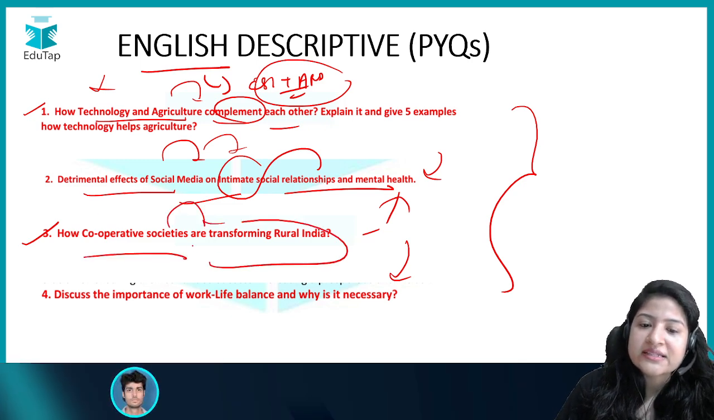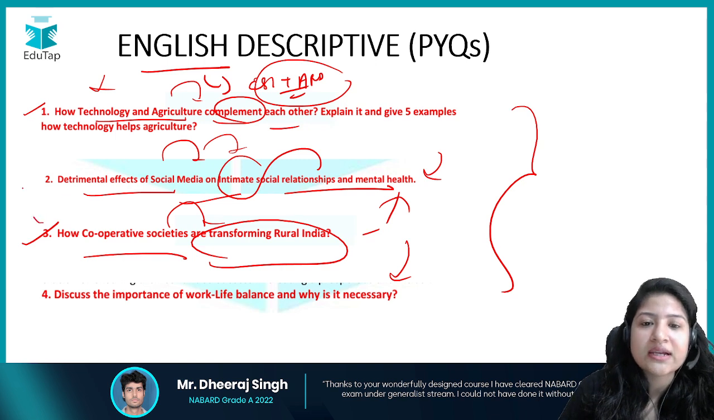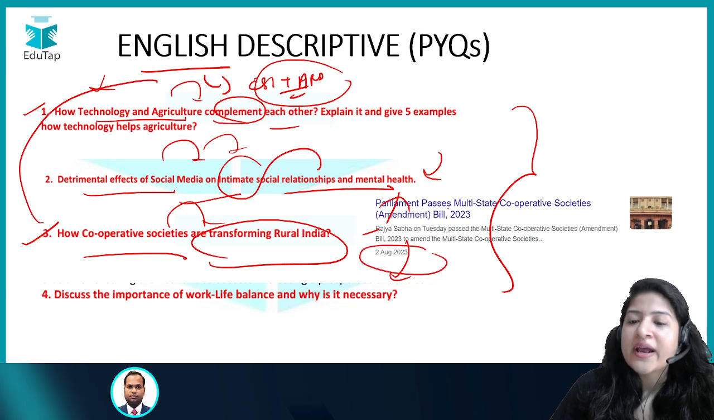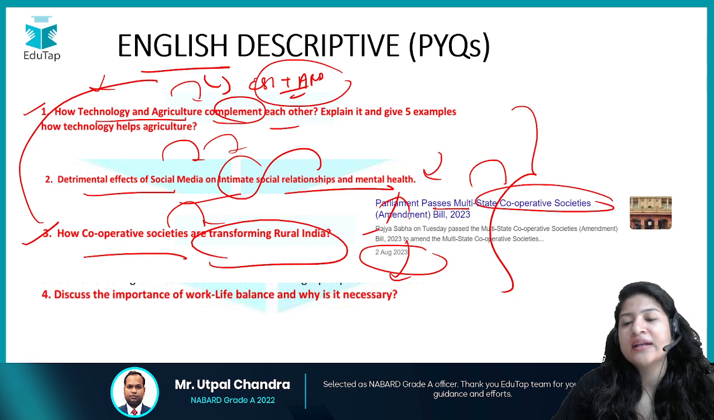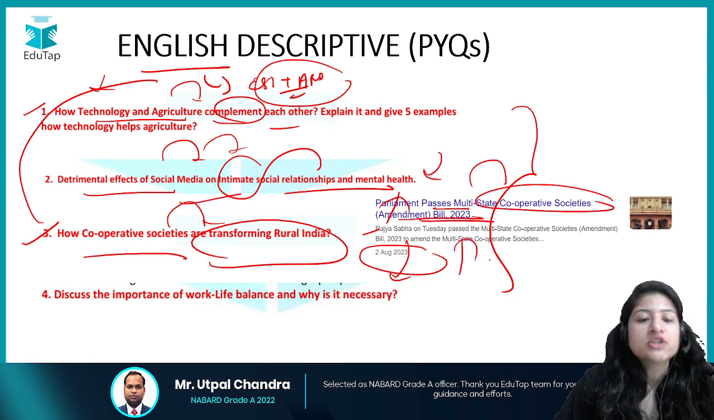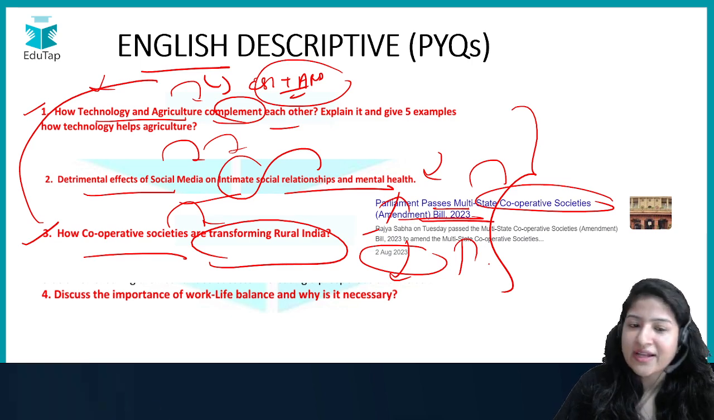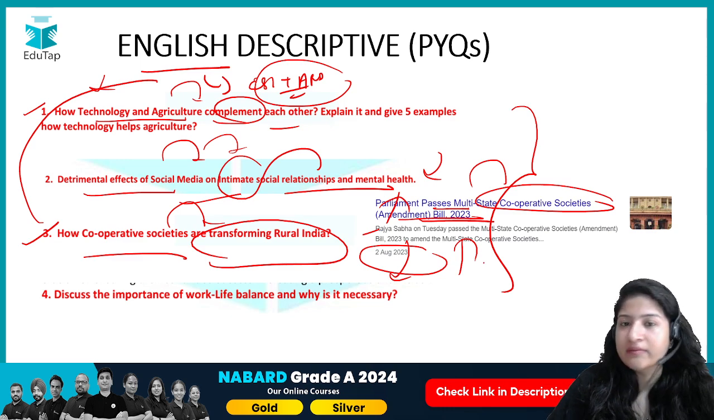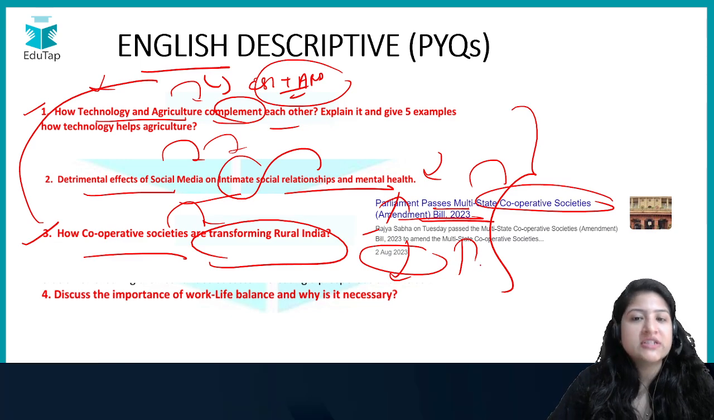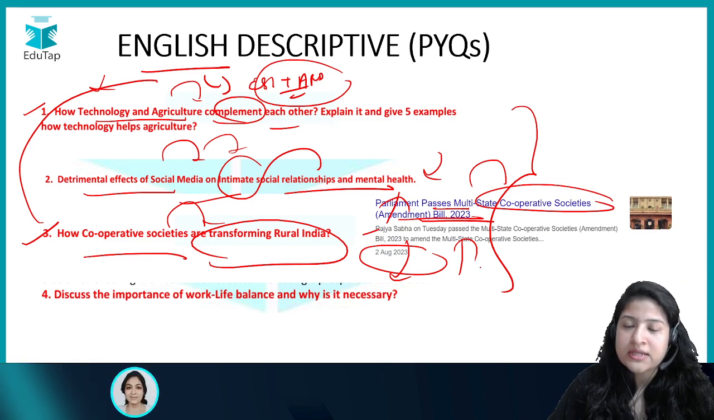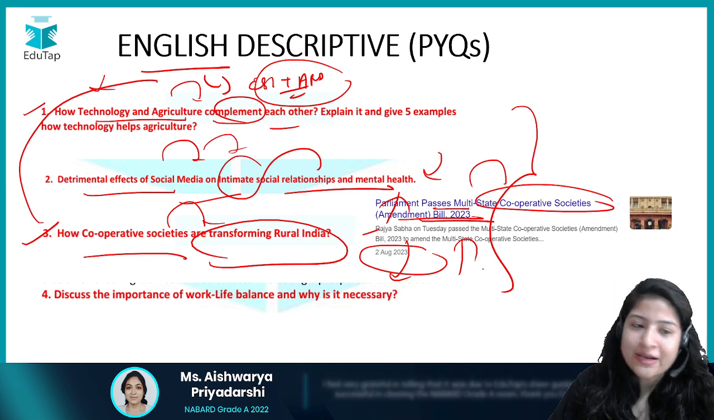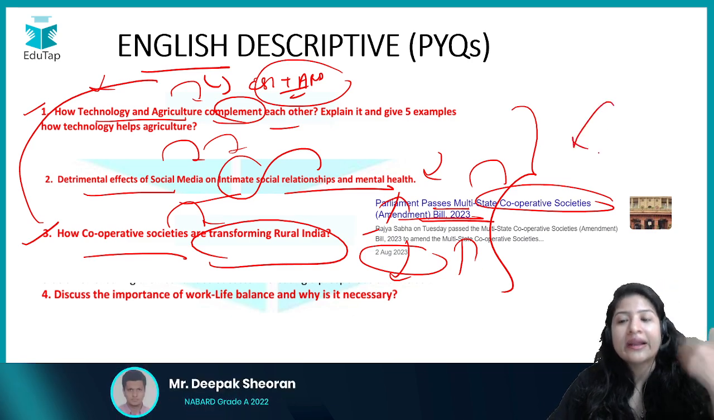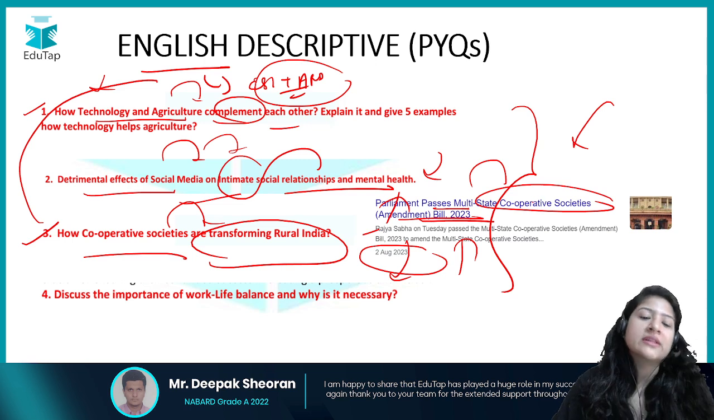How cooperative societies are transforming rural India. Again, this particular sector touches your ARD part, and if you look at the news of 2023, Parliament passed the Multi-State Cooperative Societies Amendment Bill in 2023, right? So it's not that something random has been asked, where you might think cooperative society is part of ARD but it's a very random thing they have asked. No, nothing is random. If you are vigilant and alert with the news that you are studying, you will be able to understand why the question has been asked, and you will in fact be able to incorporate the current developments that have happened under the topic that has been asked to you.